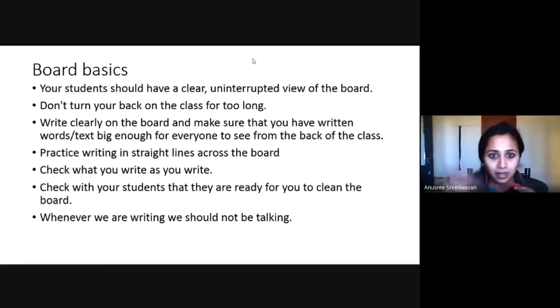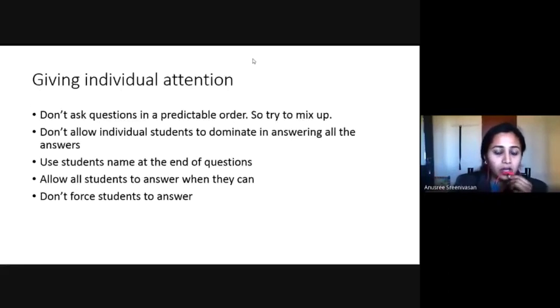The next consideration is giving individual attention. Now, don't ask questions in a predictable order. Try to mix it up. If you start from one end and go along asking questions, by the time you reach the end of the class, they will know the answers, they must have learned them. So try to mix up when you're asking. Don't ask questions in a predictable order.